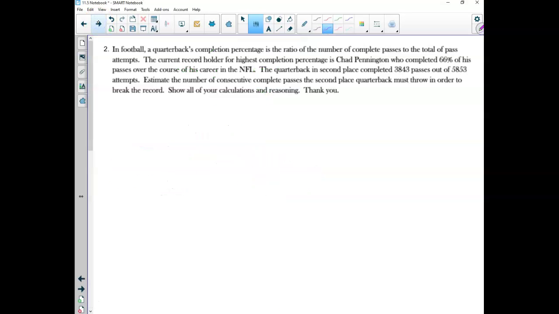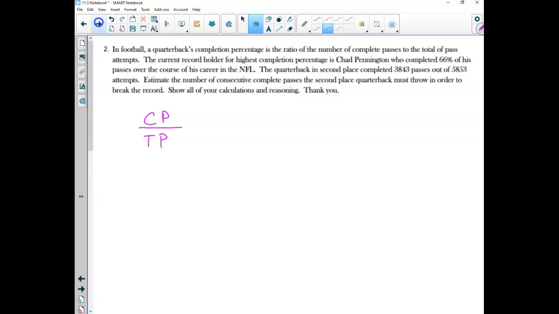Appreciate it. Number 2, in football, a quarterback's completion percentage is the ratio of the number of completed passes divided by total passes. Okay? The current record holder for the highest completion percentage is Chad Pennington. I don't know if that statistic's true anymore, but he completed 66% of his passes over the course of his career in the NFL.